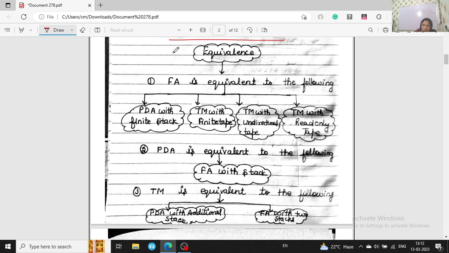Now next is equivalence. Which type of machine is equivalent to which type of machine? First, FA is equivalent to the following machines: PDA with finite stack, Turing machine with finite tape, Turing machine with unidirectional tape, and Turing machine with read-only tape. PDA is equivalent to finite automata with stack, and Turing machine is equivalent to push down automata with additional stack, or push down automata with two stacks.